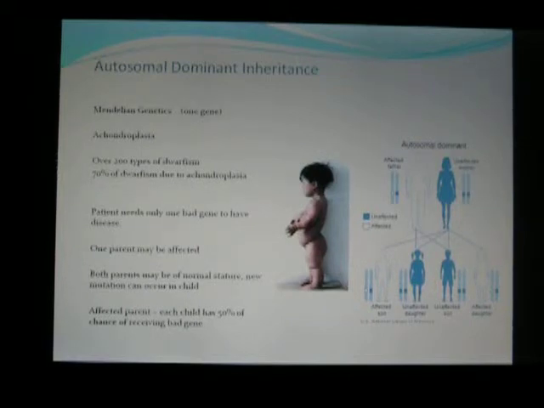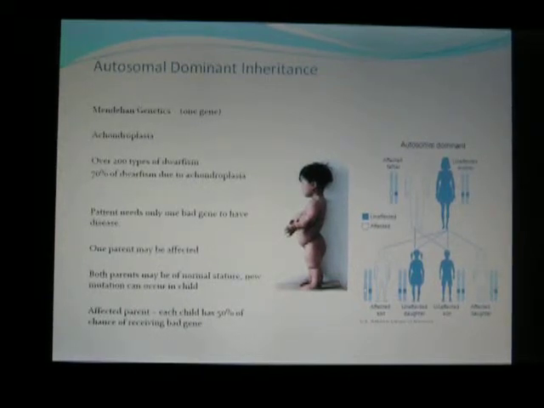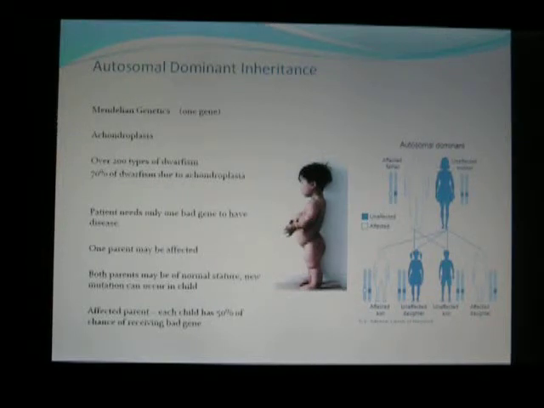So in this case, a patient needs only one bad gene to have the disease. One parent may be affected and pass their mutated allele onto their offspring. Both parents may be of normal stature. In this case, a new mutation occurred in the child during embryonic development. And obviously, each affected parent has a 50% chance of passing the gene on to their offspring.